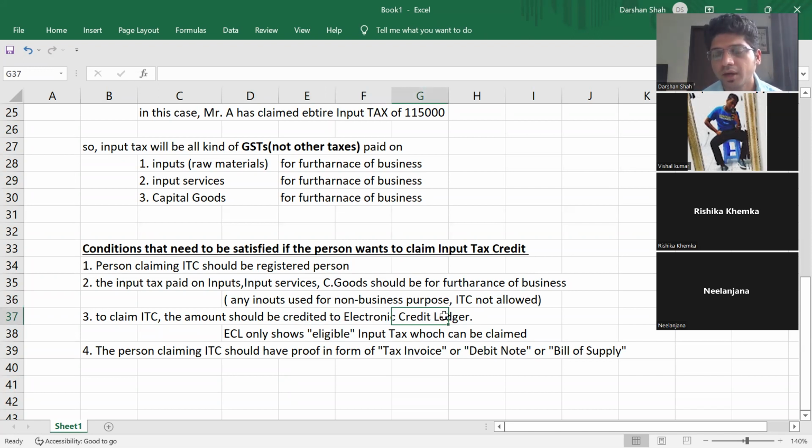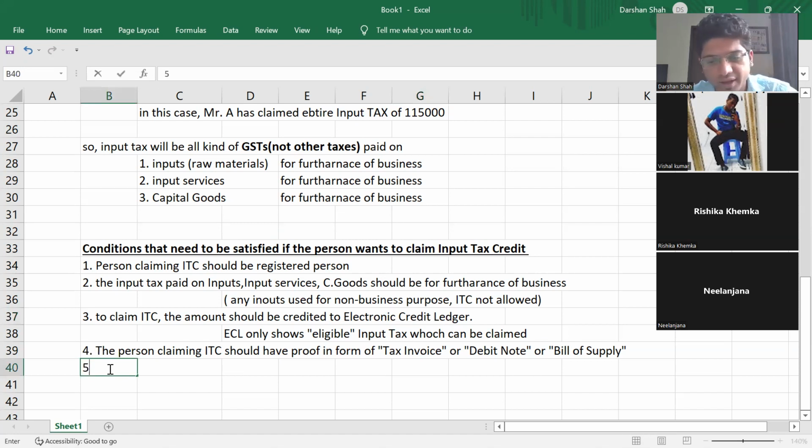Okay, understood. And when your auditor comes for audit, the auditor will check the electronic credit ledger. The auditor will open the electronic credit ledger and ask why these kinds of inputs are still showing in your electronic credit ledger if they are for personal purpose. Then the auditor will make the registered person take that out from the electronic credit ledger. Okay, sir.